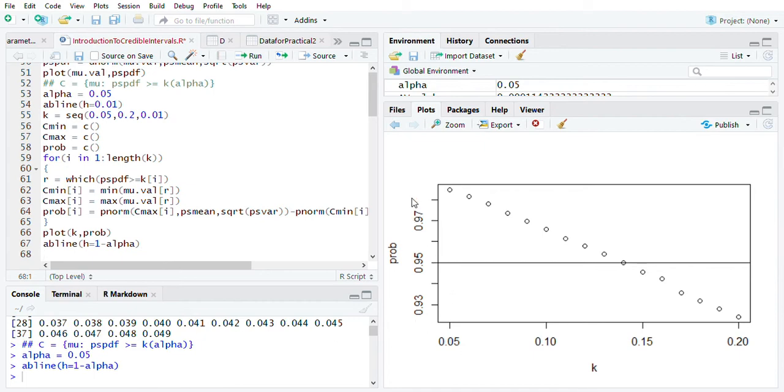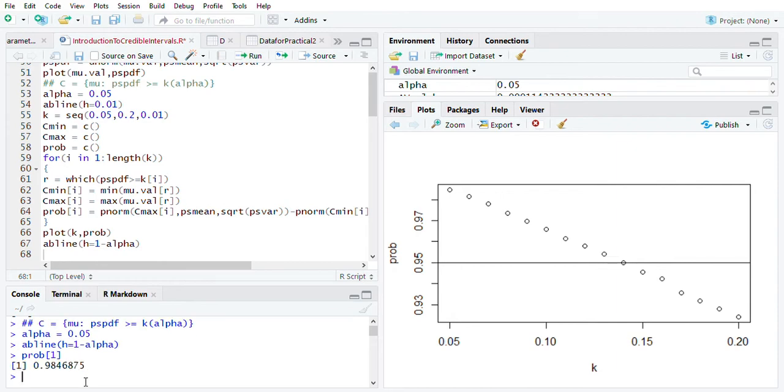Now see, we started with 0.05. So the coverage probability was more than 0.97. In fact, the coverage probability for the first set was 0.9846. Then it goes down. So as you increase k, see the probability decreases. But then you can't go on decreasing infinitely. You have to stop at the confidence coefficient provided to you, which is 1 minus alpha, which is 0.95 here. So you must stop here.